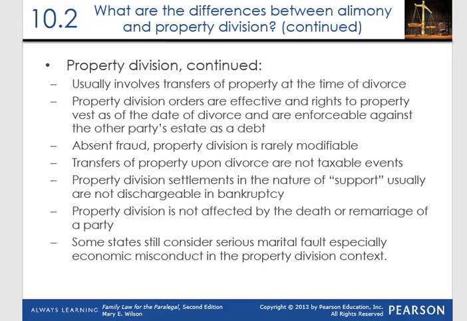In Ohio, if there is significant economic misconduct, oftentimes the courts will consider what they call a distributive award, which is where the courts will determine what an equitable distribution would be and then give the innocent spouse a larger portion of the property division to compensate for the financial misconduct of the other party.